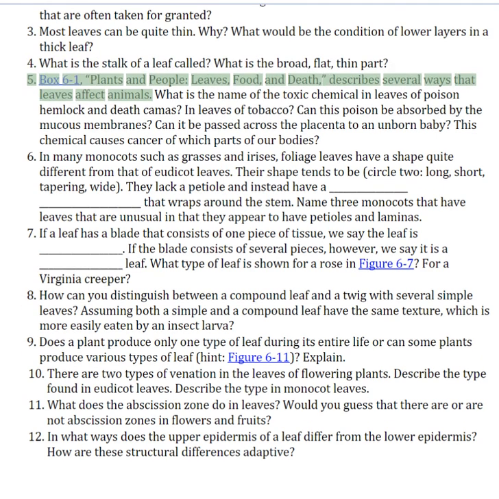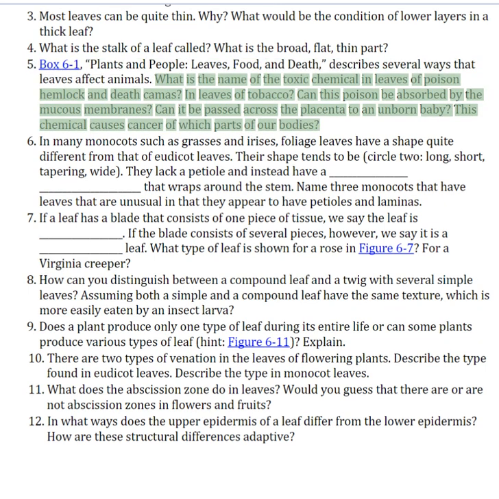5. Box 6-1, Plants and People, Leaves, Food, and Death, describes several ways that leaves affect animals. What is the name of the toxic chemical in leaves of poison hemlock and death camas? In leaves of tobacco? Can this poison be absorbed by the mucous membranes? Can it be passed across the placenta to an unborn baby? This chemical causes cancer of which parts of our bodies?